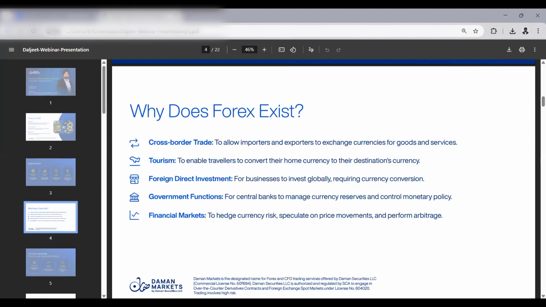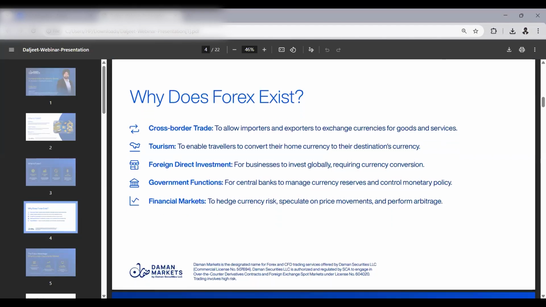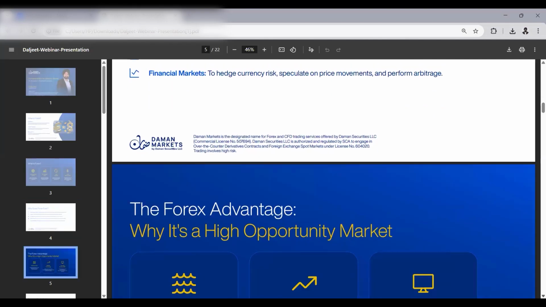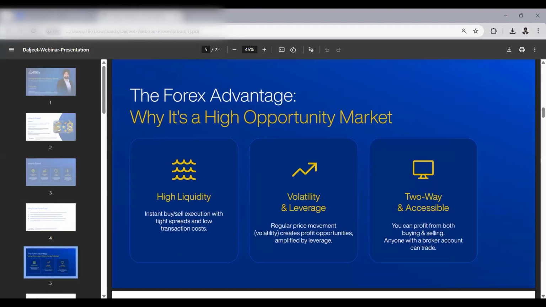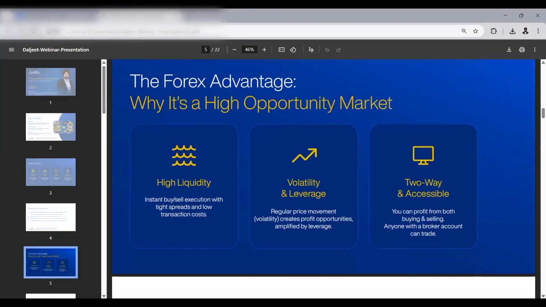So this is all about what forex is, what its importance is, what the need is, and what we get in terms of financial planning. Now, the advantage: why forex is a high opportunity market. Forex is a high opportunity market basically because it's a global market connected throughout the globe.